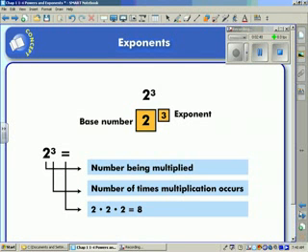And again, here's just another illustration of it. We have 2 to the third power. The base number is 2. The exponent is 3. And as you can see down here in the illustration, the number being multiplied, that's the number 2. The exponent is telling us how many times we're going to multiply it. It's a 3. So we're going to write 2 times 2 times 2, and the answer is 8.